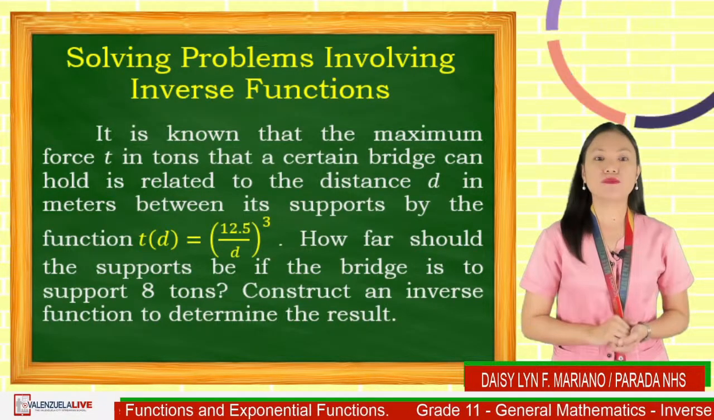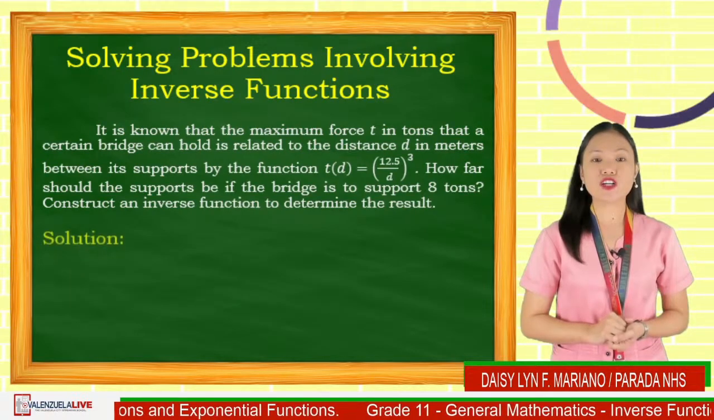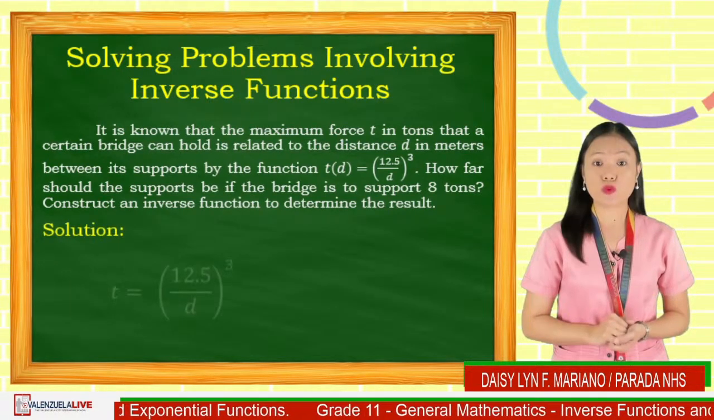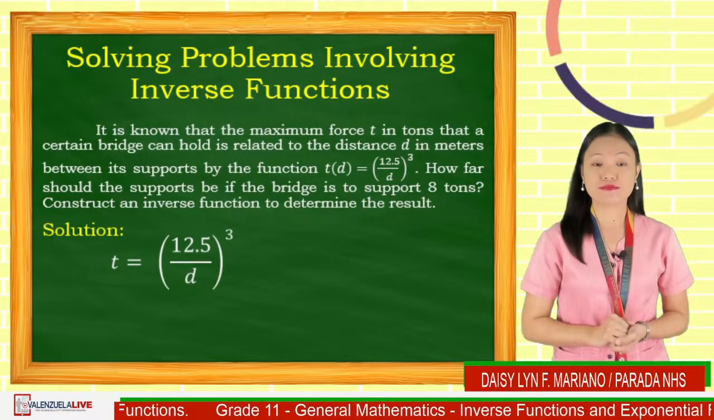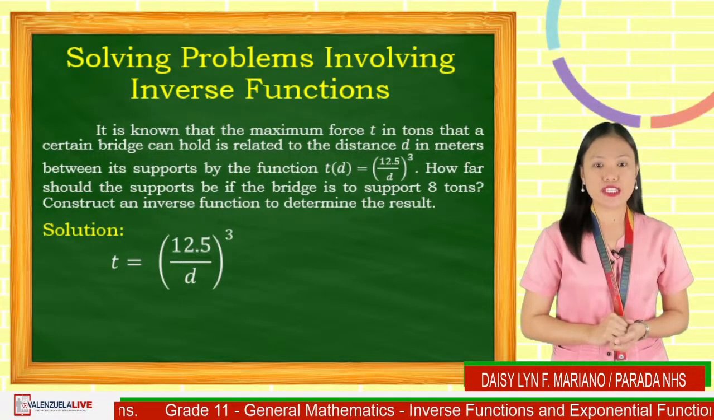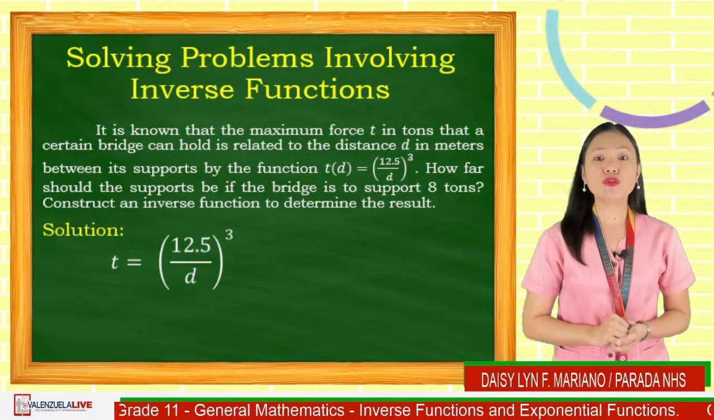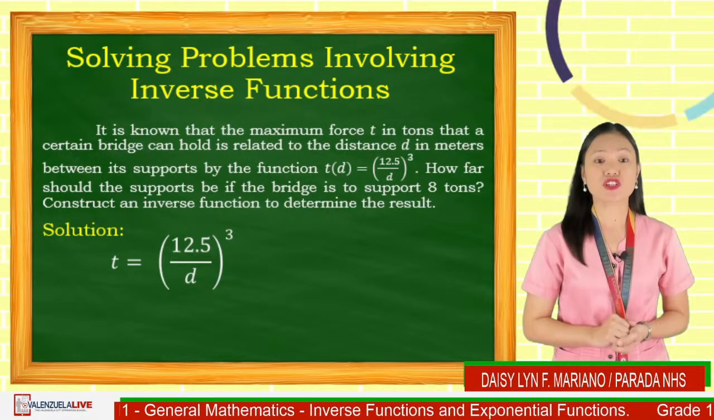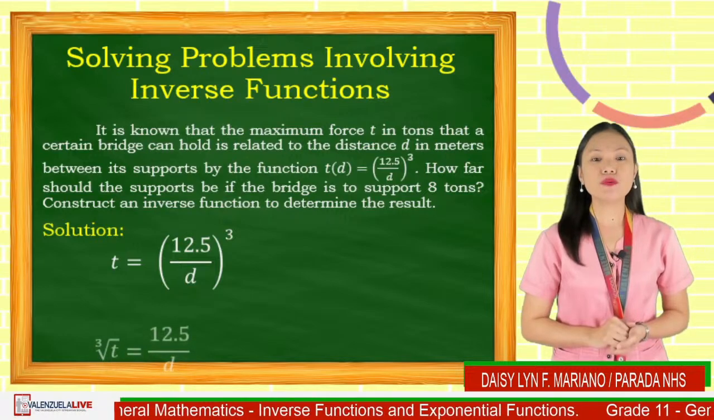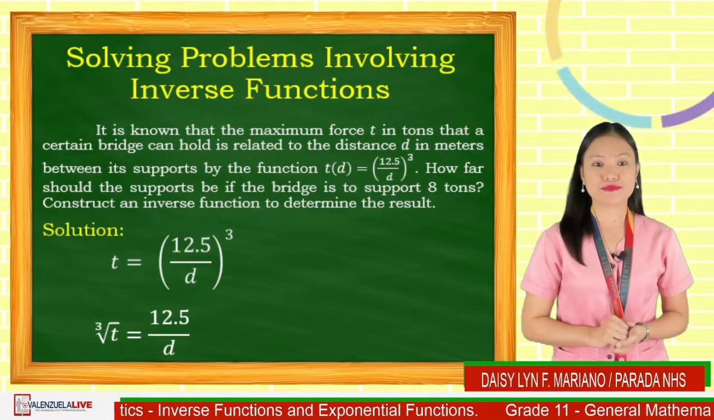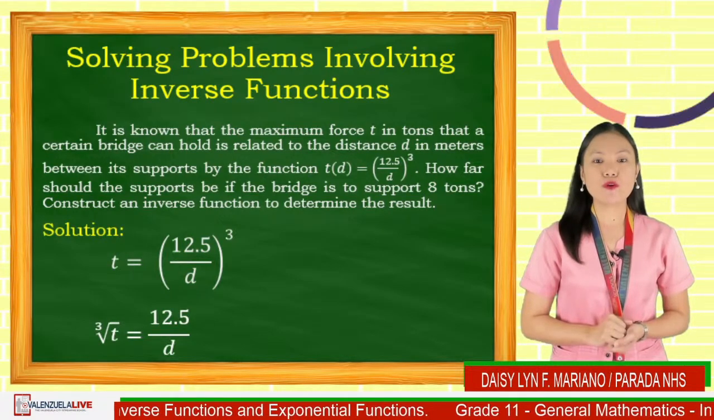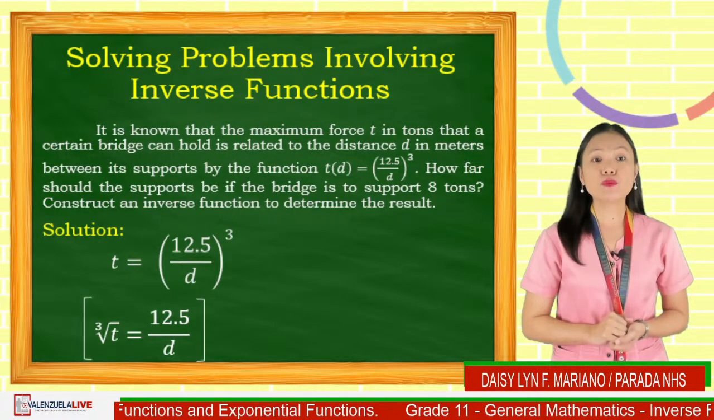For the solution, use the given function T is equal to the quantity 12.5 over D raised to 3 and solve for D. To solve for D, first get the cube root of each side of the equation. And we will get cube root of T is equal to 12.5 over D. Next, multiply both sides by D over cube root of T.